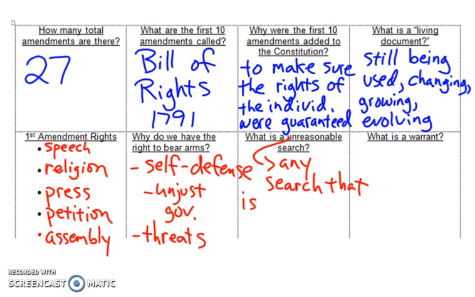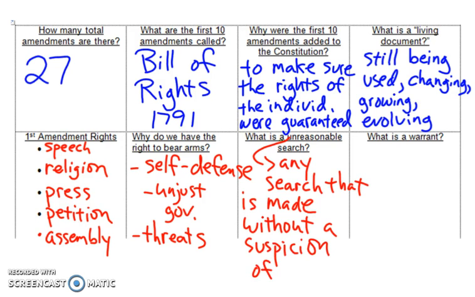An unreasonable search would be any search that is made without a suspicion of guilt. Basically, if the police don't really have any reason to suspect you of committing a crime and they search you anyway, that is an unreasonable search.